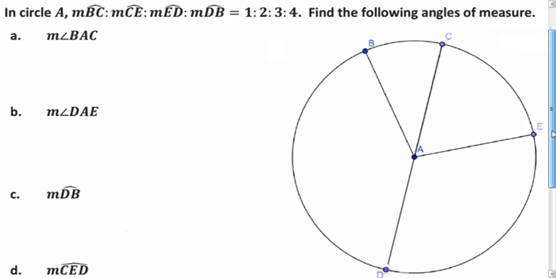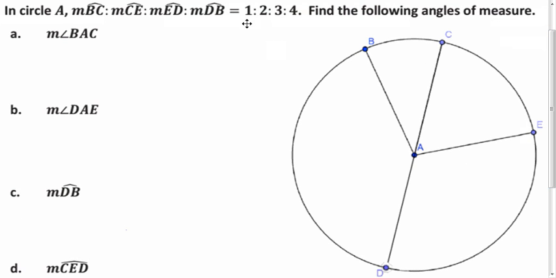Here they give us an extended ratio. And so we don't know what these measurements are right now, but we know they all have a common factor, let's say of x. So we can fill in these central angles because they have the same measurements as the arcs. So try to solve this on your own, and then I'll show you my solutions.